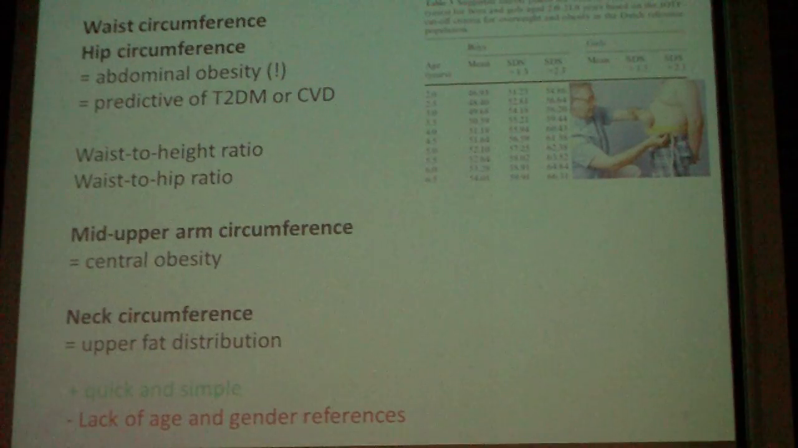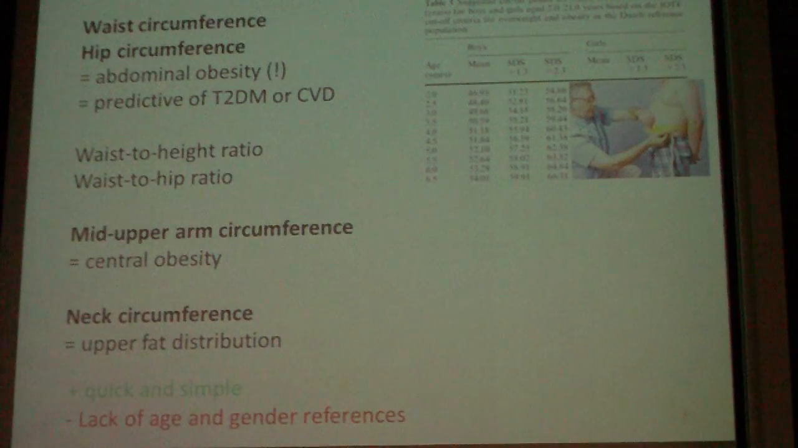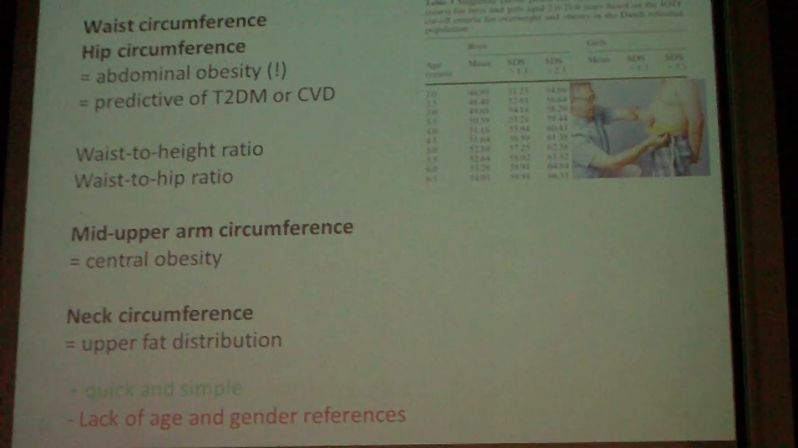So we also can measure body fat distribution. We do it with waist circumference, so we measure the waist, or we measure the hip. And that's a parameter of abdominal obesity, which is a high risk factor for diabetes or cardiovascular diseases. For the waist circumference, we have Dutch reference cutoffs for boys and girls according to age, so the cutoff criteria exist.